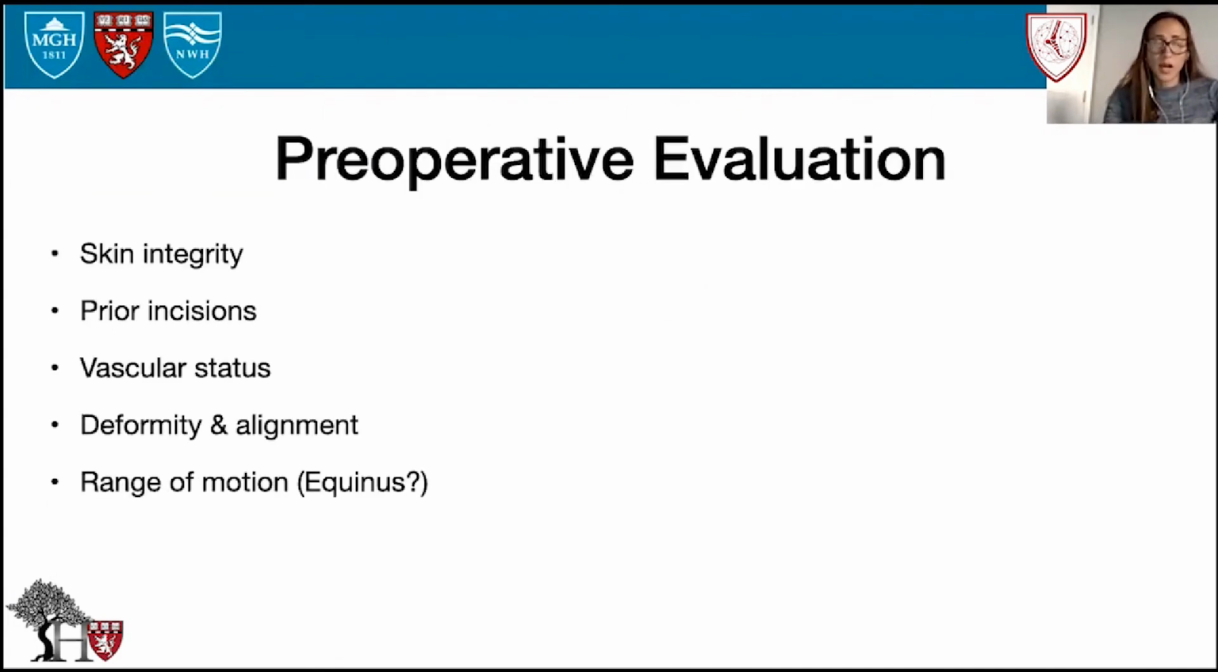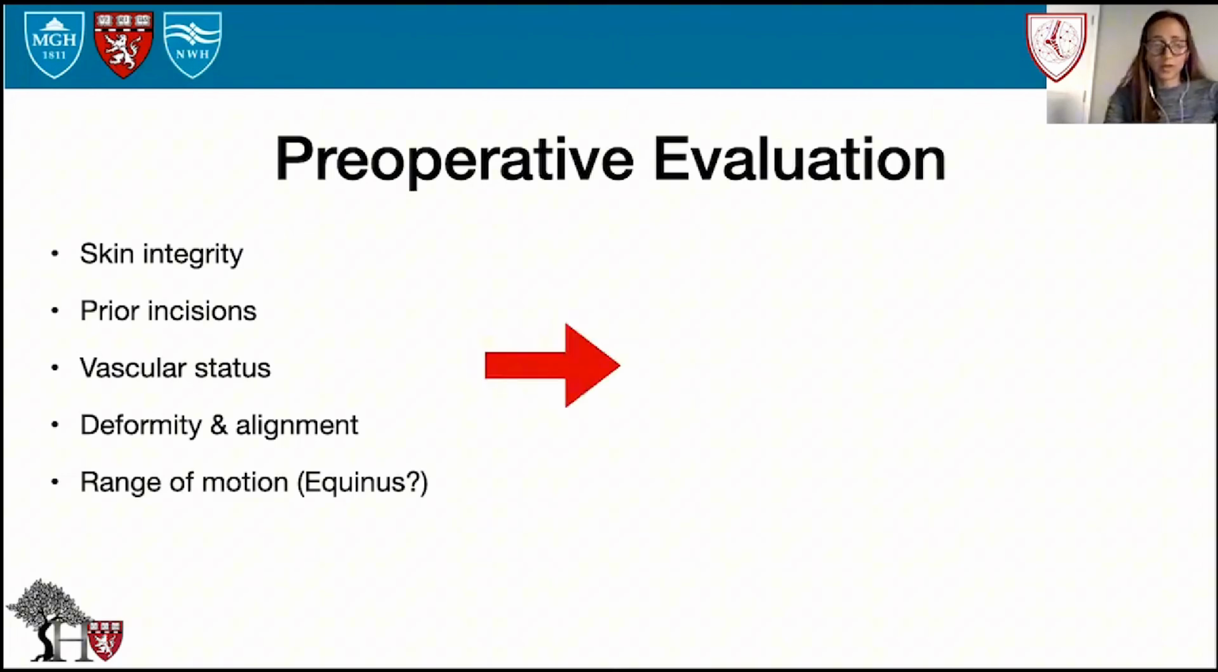For all these patients, they need appropriate evaluation, and we should pay specific attention to the integrity of the skin, if there is any presence of prior incisions, and also assess the location of these incisions. The vascular status of the patient is very important to determine the possibility of complications, and if there is any severe deformity or any malalignment. In terms of range of motion, this is going to be helpful for the patient outcomes, specifically the range of motion of the subtalar joint and the tarsal joints.